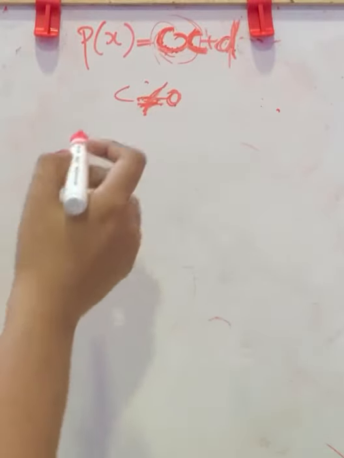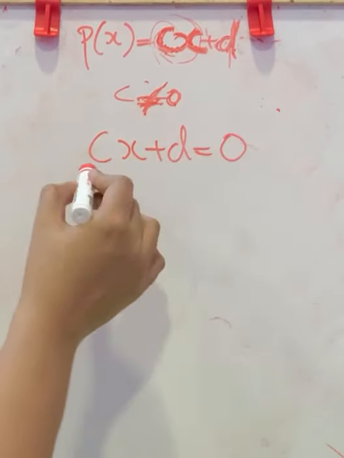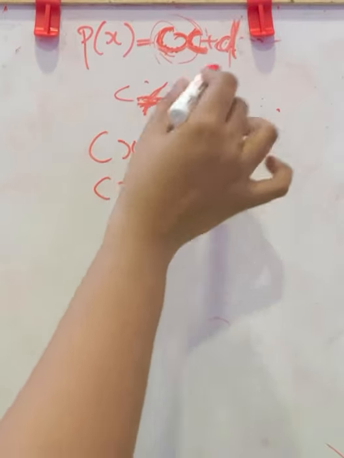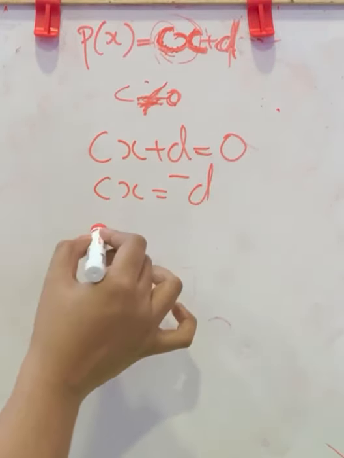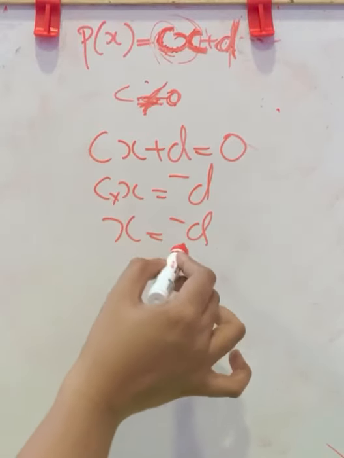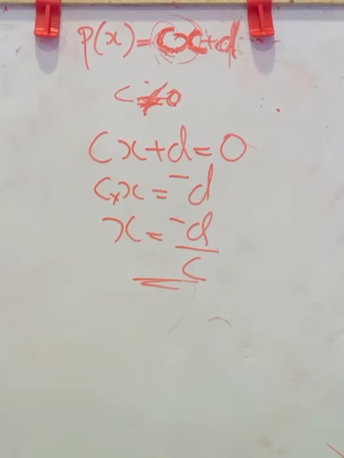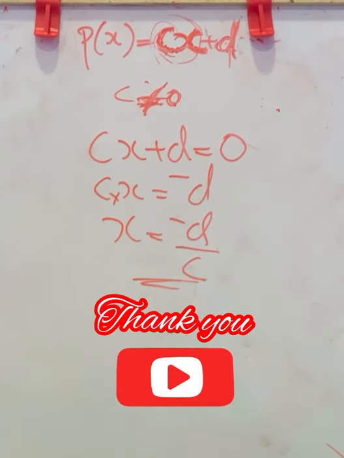Coming to the answer, we equate this polynomial to 0. Then it becomes cx is equal to plus d going to RHS, minus d. Now x is equal to minus d. C along with x going to RHS becomes divided by c. x is equal to minus d by c. This is the zero of this polynomial.